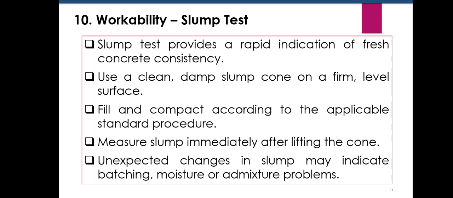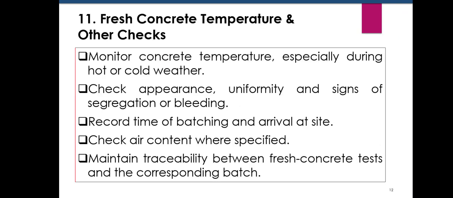An unexpected change in the slump may indicate a problem with batching, aggregate moisture, or admixture dosage. So, besides slump, we should monitor concrete temperature, particularly during hot or cold weather. The concrete should be checked for uniform appearance and for the signs of segregation or bleeding. The time of batching and arrival at the site should also be recorded. Where specified, air content should also be checked. Importantly, fresh concrete test results should be traceable to the corresponding batch.